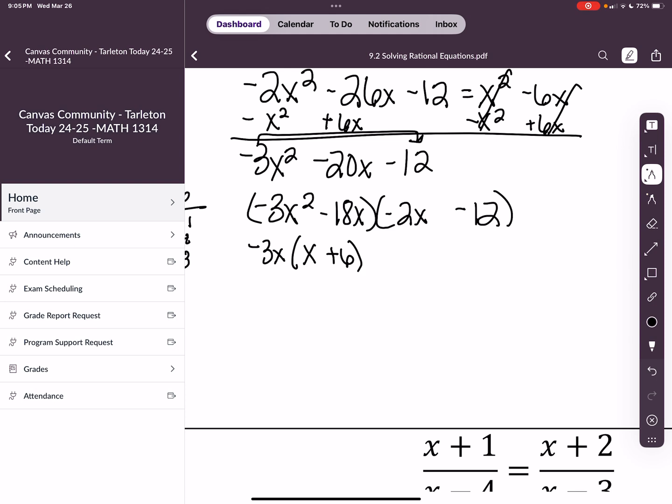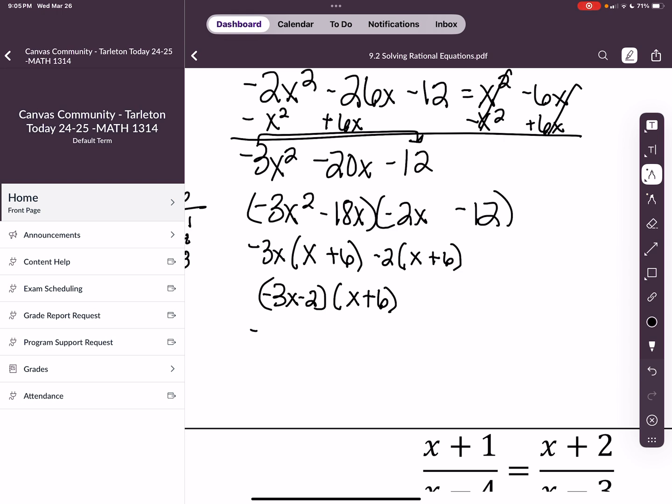Negative 2x and negative 12 have a negative 2 in common. And so whenever I pull out a negative 2, I am left with x plus 6. And then, obviously, as far as the factoring, we just need to write our factors. And so now we need to see what our solutions are.